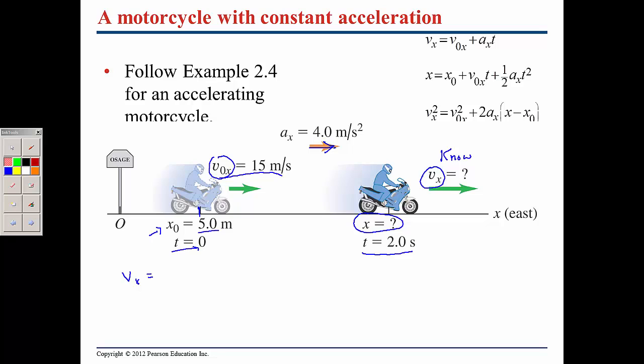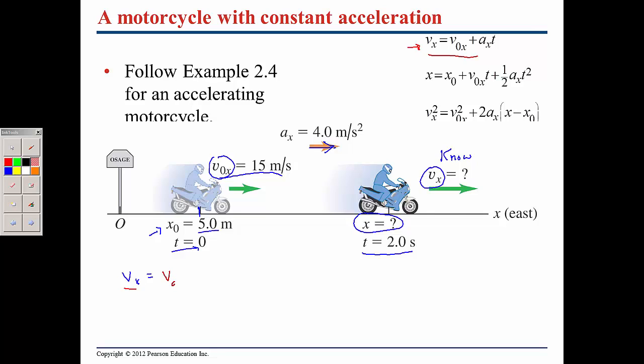And we're going to come up with that one and that one. Both of those have the final x velocity in them. Now if you look at this one right here, you're going to say, okay, well that one requires that I know the position, and I don't know what the final position is, so this equation is probably not the one I want to use. I probably want to use this guy right here.